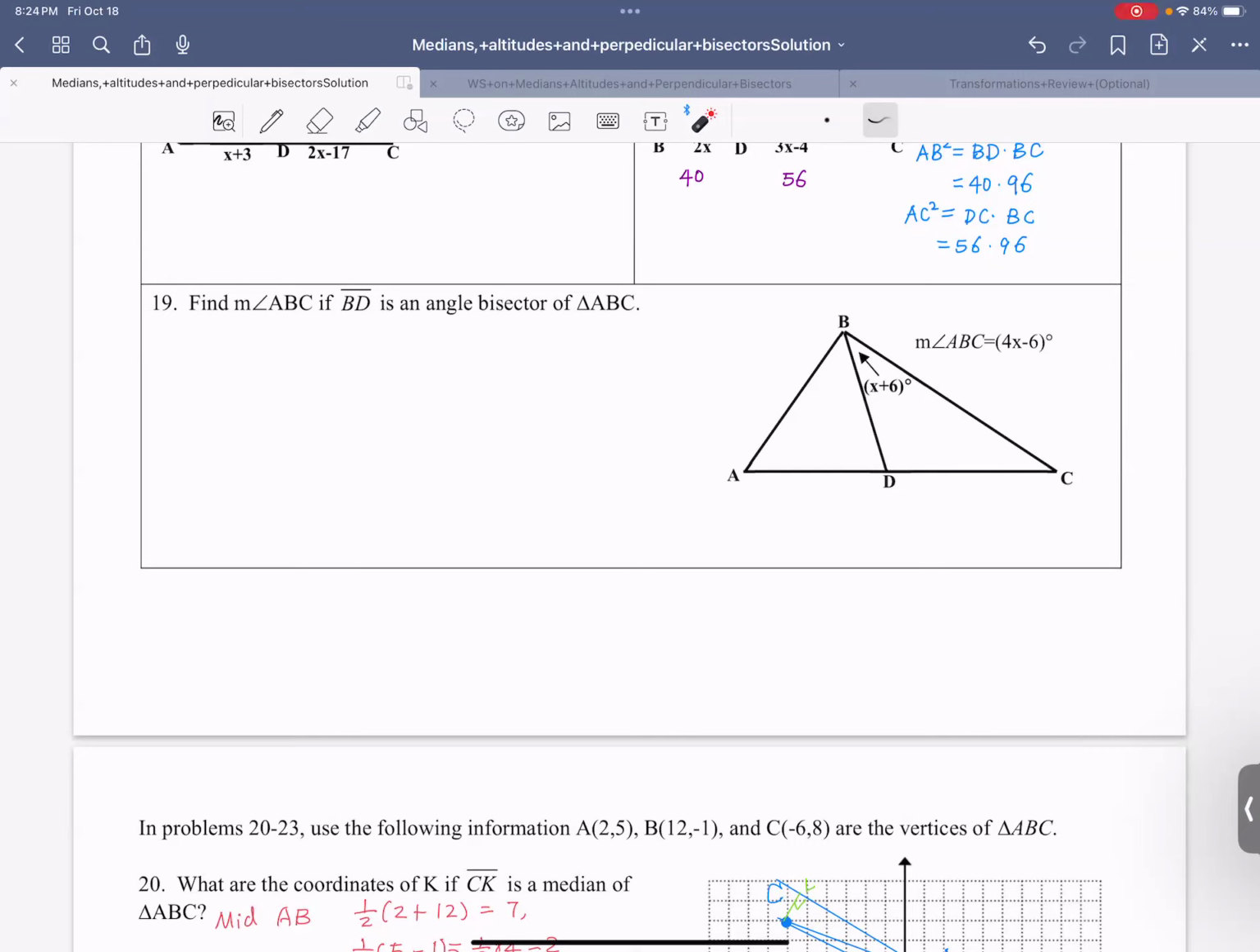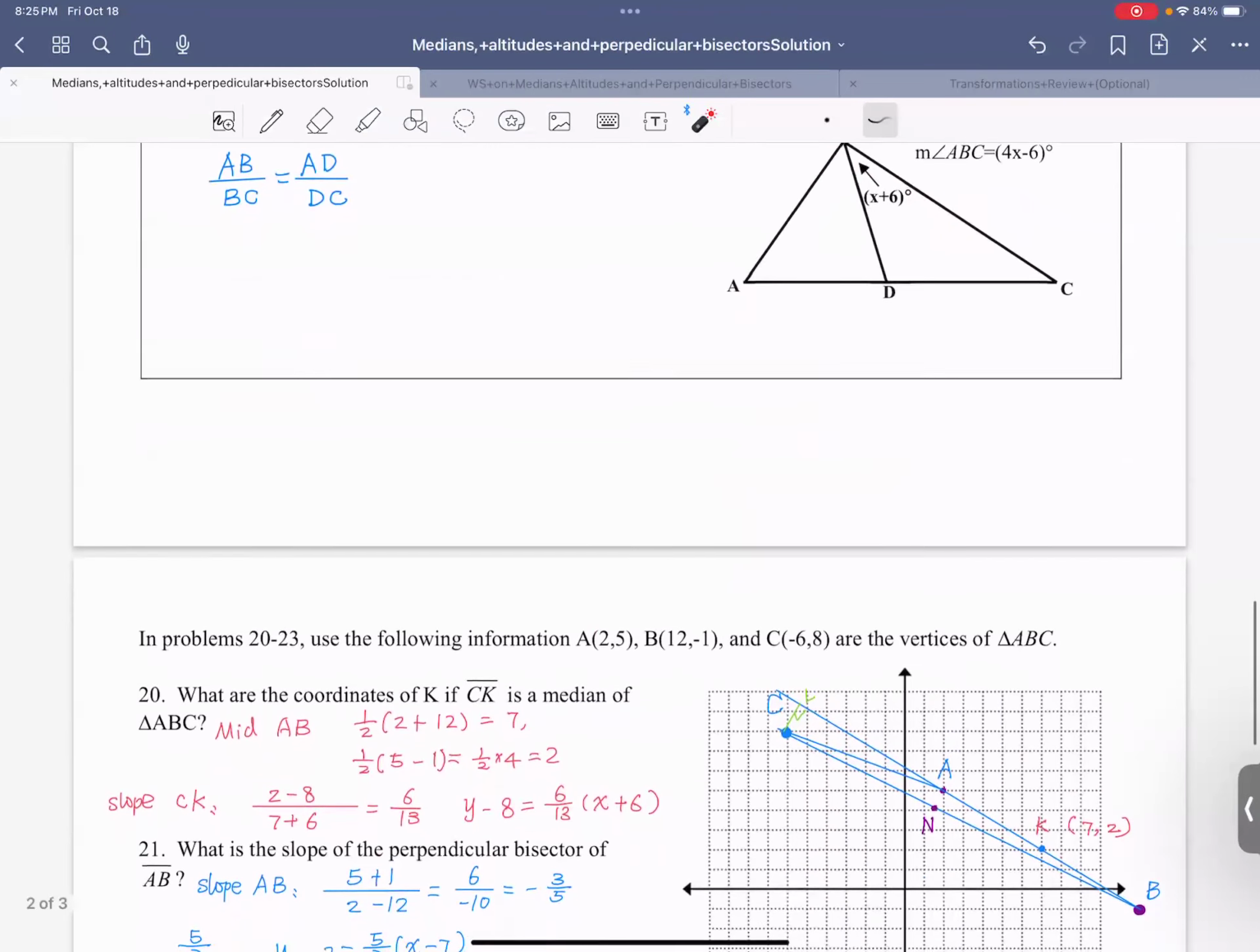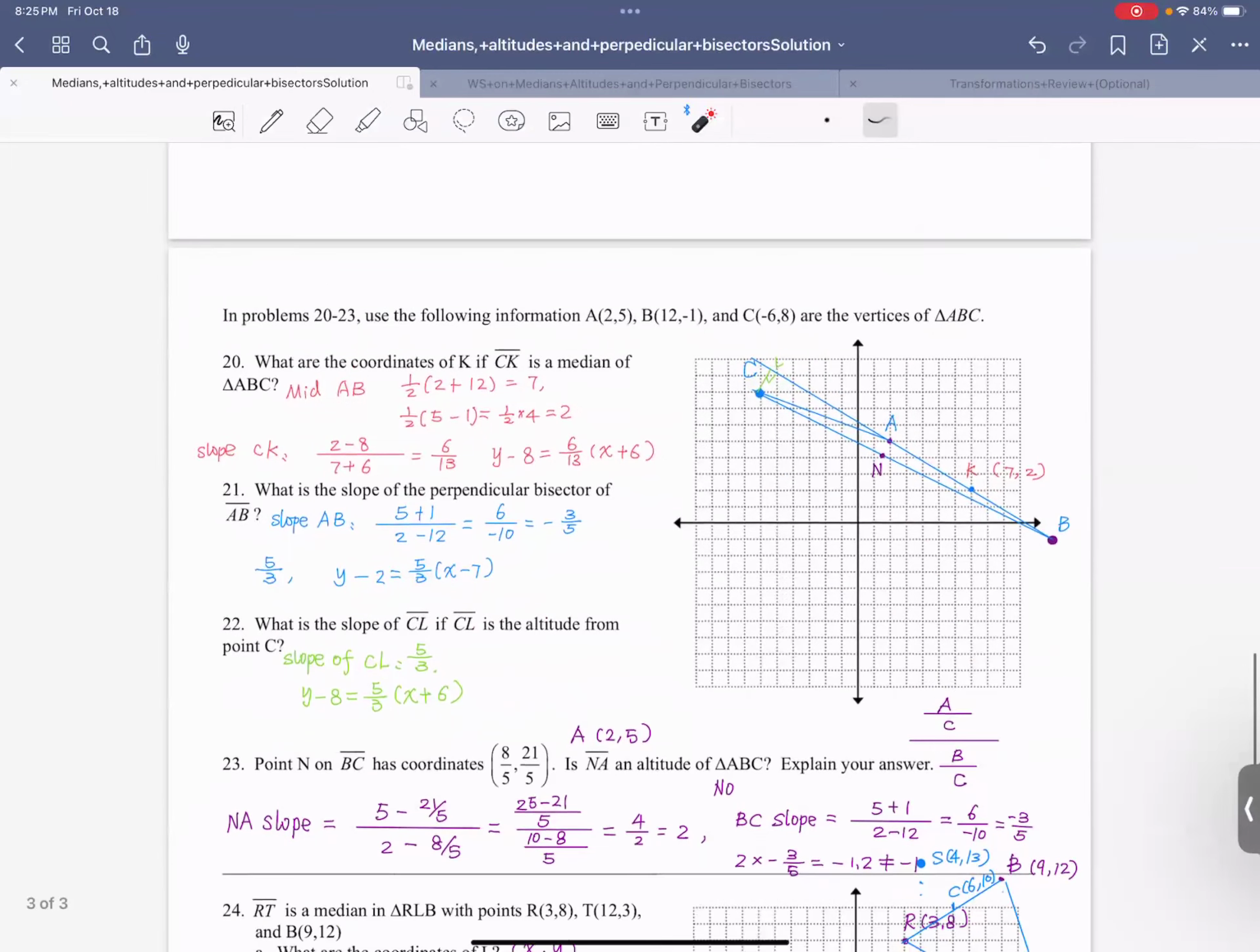AB over BC is AD over DC. Yes, very good. AB over BC equals AD over DC. If you want to do it this way, that's also okay: AB over AD equals BC over CD. This is called the angle bisector theorem if you were given these two angles equal. Now, those things are not counted as tough questions.